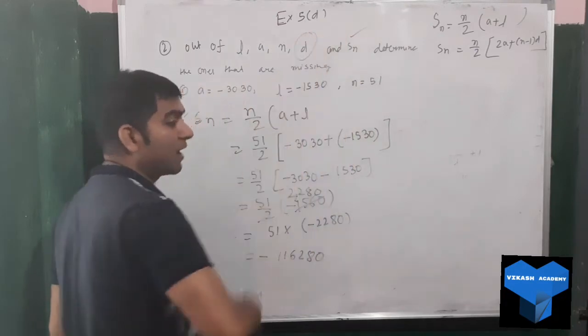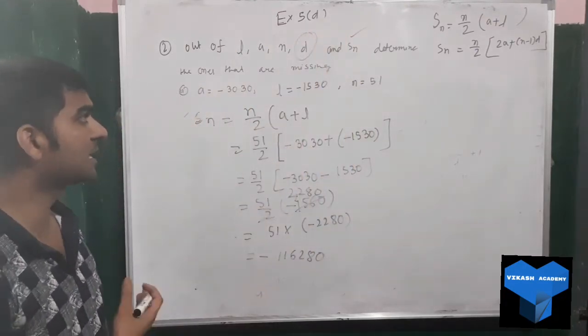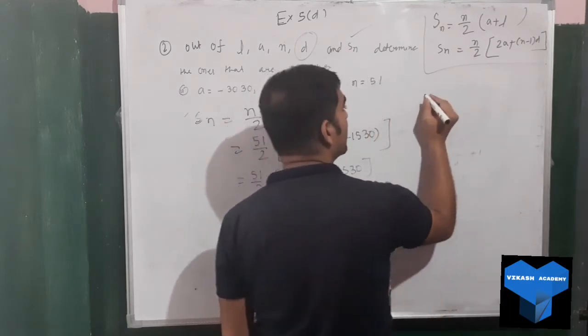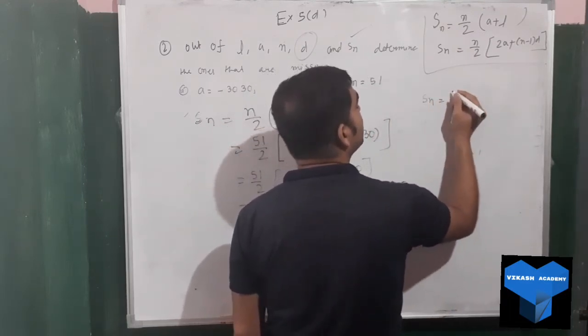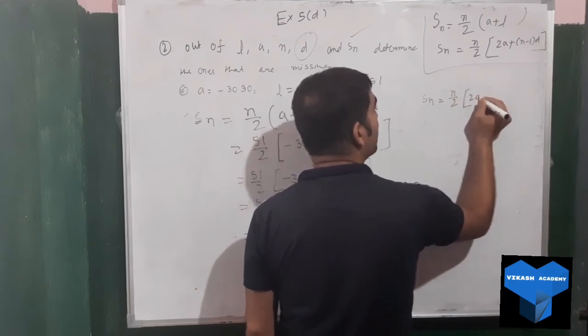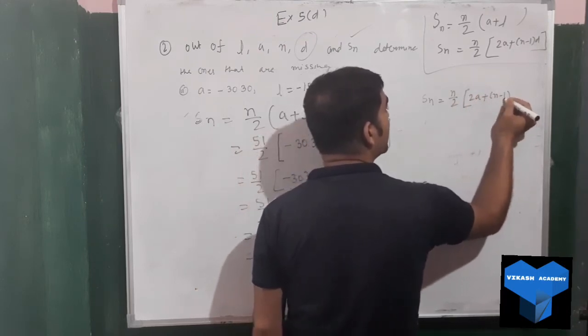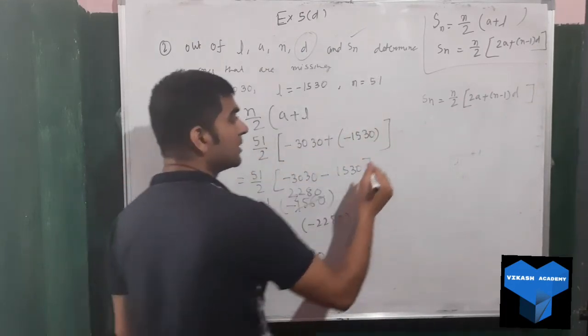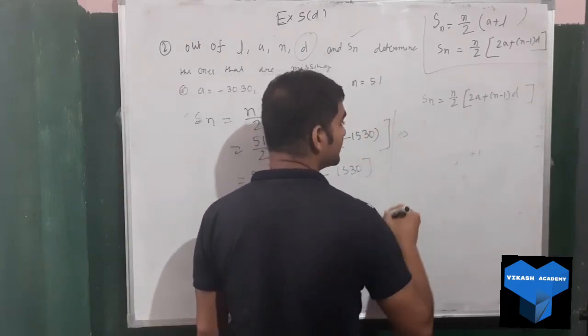Now we need to find the common difference. The second formula I have already written from the beginning, so we have to use this formula. Sn is equal to n by 2, bracket 2a plus n minus 1, then d. Put the value of Sn that we got.